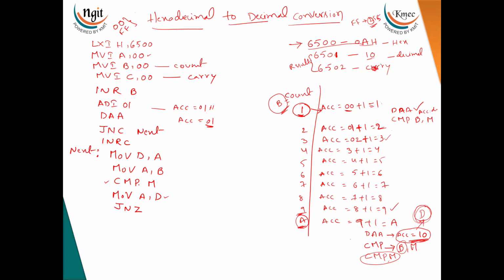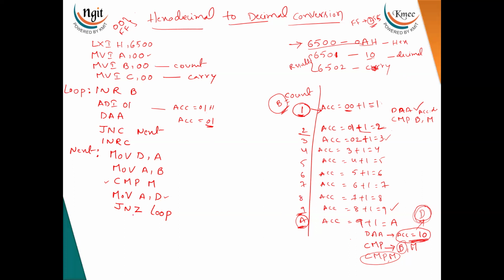Now if the comparison matches, that is, the accumulator value is matching with the M value, we have to stop adding the one; otherwise we have to go on adding. The Z flag is set when both the values are the same. If not set, both the values are not the same. So we are asking to jump to INR B, so that it increments to 2, and one more 1 will be added to the accumulator. This continues till the counter value matches the memory value.